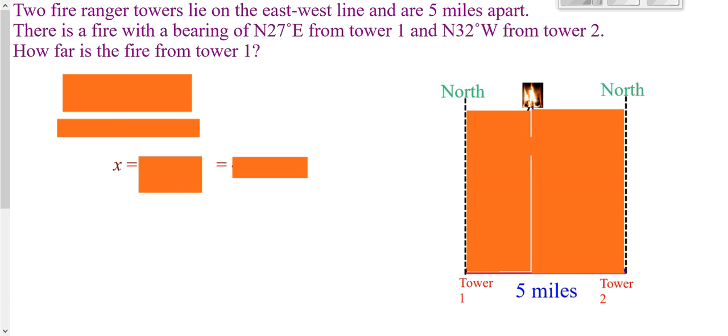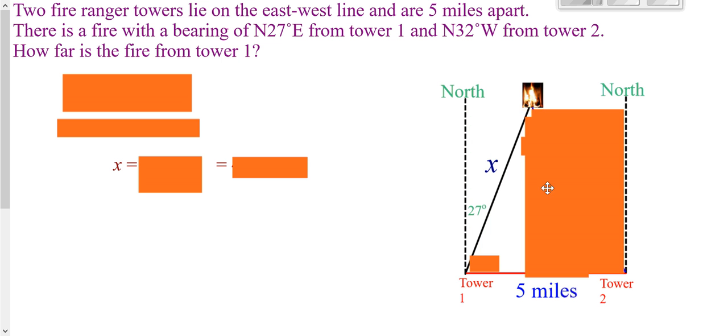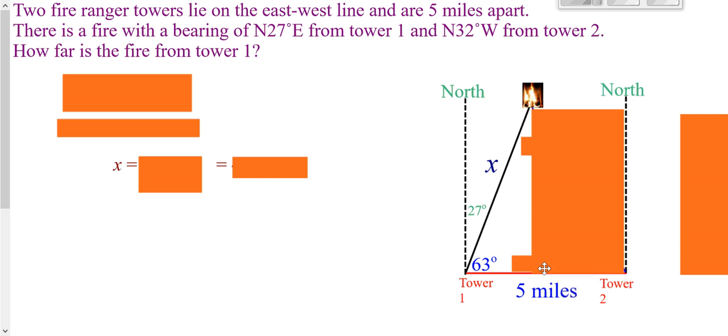So consider this situation here. We have two fire towers. They're straight east and west of each other and 5 miles apart. Fire one, or there's a fire that's at a bearing that's 27 degrees east of north. So you go straight north, you rotate 27 degrees to the east. So if that's 27, that means this is a 90 degree angle for the whole thing, that would be 63.